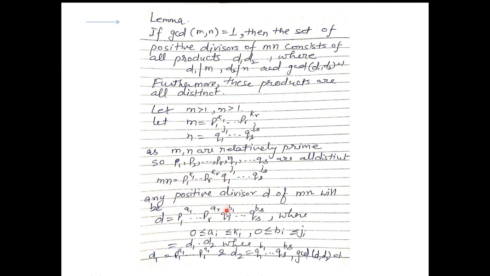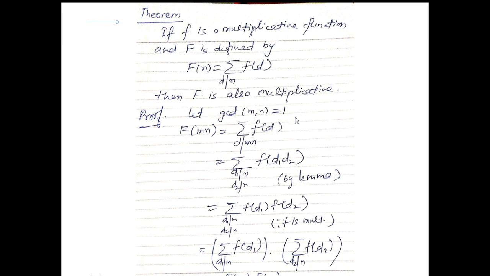So any positive divisor d of mn will be of this form, where the ai's are less than or equal to ki's and the bj's are less than or equal to these lj's. Which can be written as d1 into d2, where d1 is this and d2 is this. Next, in this theorem we are going to use this lemma.